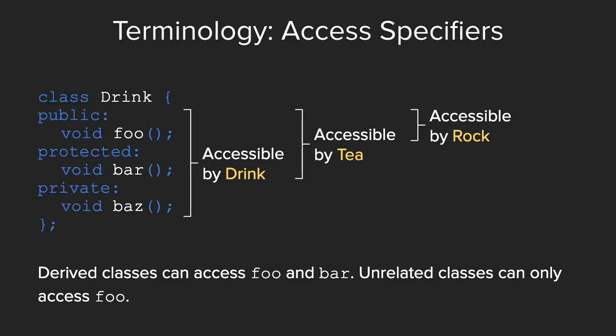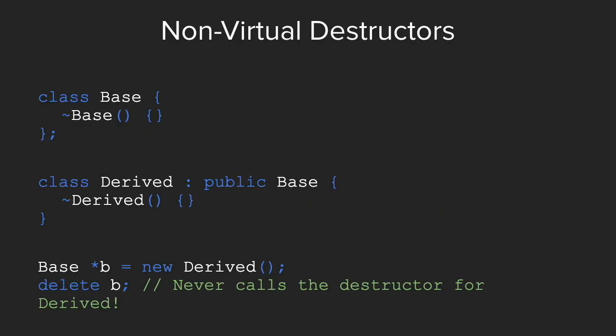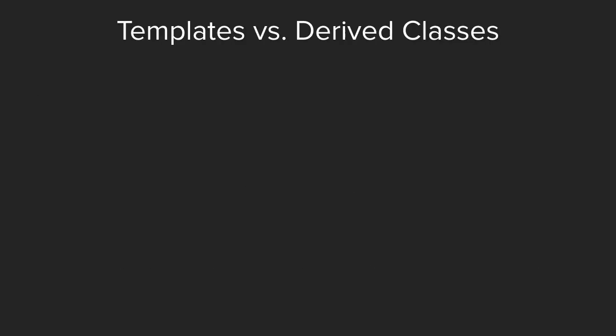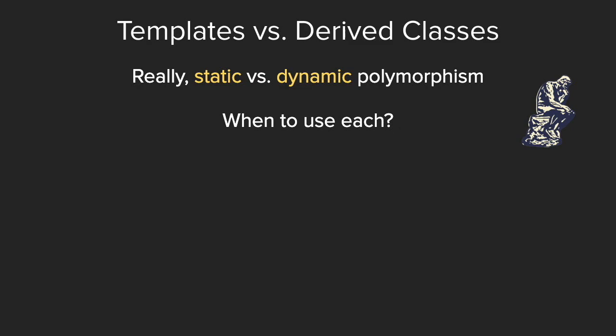In the case of, say, the base pointer b equals new derived, it won't actually know what class you're referring to until runtime, until you're actually running the code. So there's no way of figuring out ahead of time what code works in what places. It'll only know at runtime that, aha, b is actually pointing to a derived object. No worries if the details of that don't make sense. The general concept to remember is that templates do their polymorphism at compile time, versus derived classes figure out all of their types at runtime. And so that's going to be the big difference of when to use each.